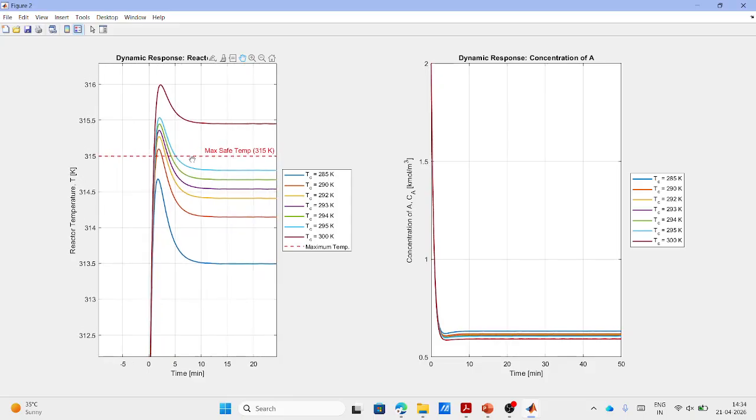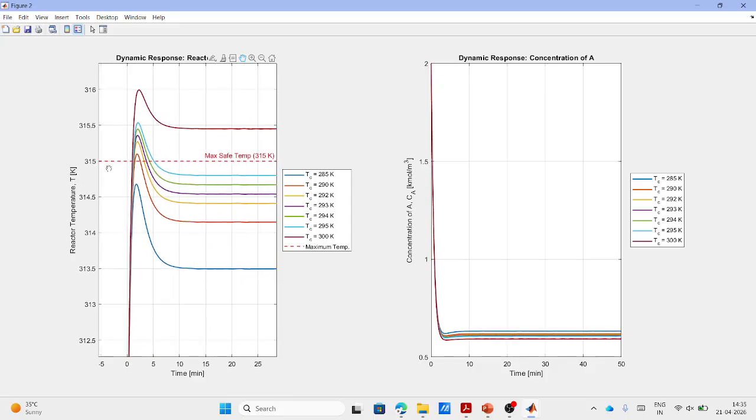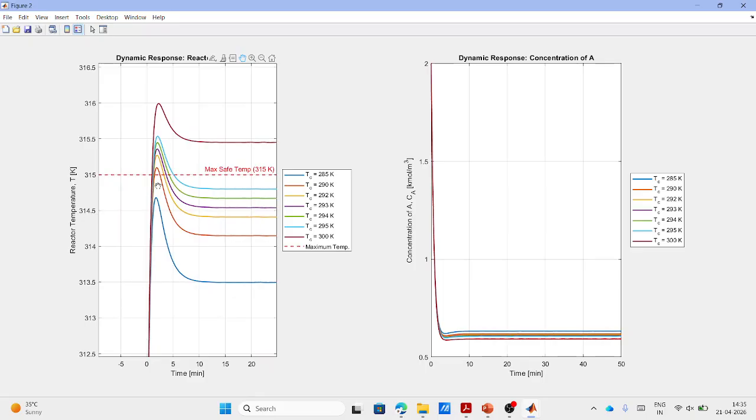Yeah, can you see? Our maximum safety temperature is 315 Kelvin. So if my cooling water temperature is 285, I am okay. If my cooling water temperature is 290, okay, in that case I am crossing the temperature mark of 315 Kelvin, right? So that's a danger sign.